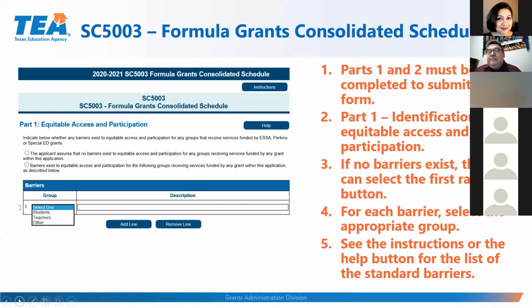If you select the second button that you do have some barriers, then you'd have to complete the next section where you select a group, student, teacher, other, and then you put in a description of that barrier. If you're not sure what barriers you've had in the past, you can always look at last year's grant through the document library. Or if you use the help button or the instruction button on this form, you will see a list of some of the standard barriers that have been used in the past. If none of those are the ones that you're using, you can always type in your own.